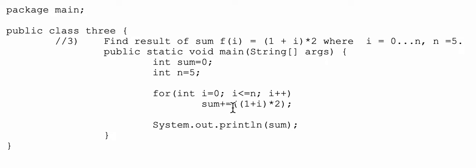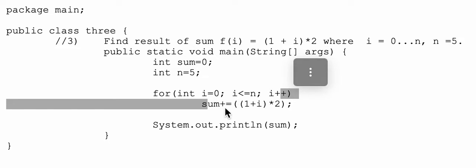So we have sum plus equals, which means we have our sum is initially 0, and we are going to add into our sum the (1 + i) times 2 plus sum. So this is basically saying sum is equal to (1 + i) times 2 plus the previous sum. And we're going to do that every single time. That's what the plus equals is for.